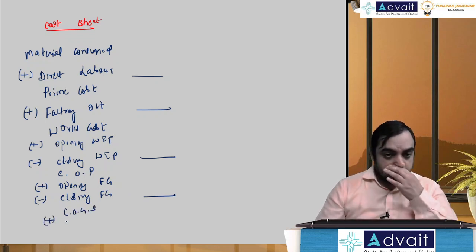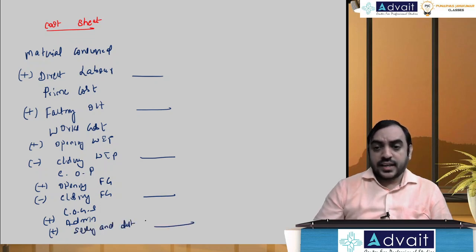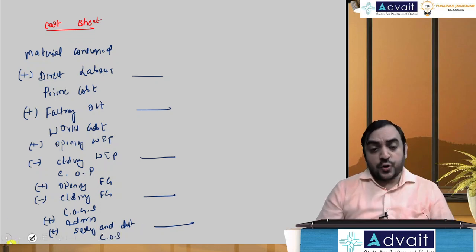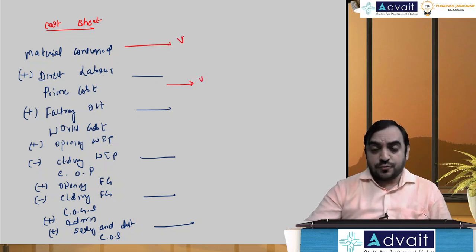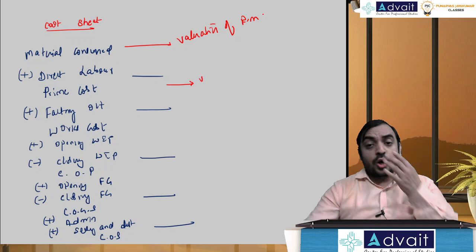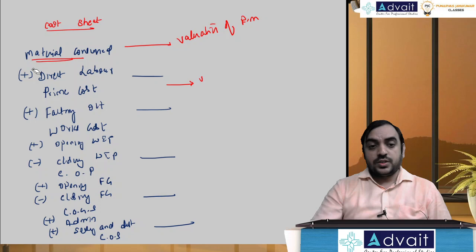Then I add admin expense. I add selling and distribution overheads. What I get is cost of sales. Now, how are we going to make use of it? Material used, I'm going to use for valuation of raw materials. They will tell you raw material kept for 3 months consumption. I'll do it based on material consumed.